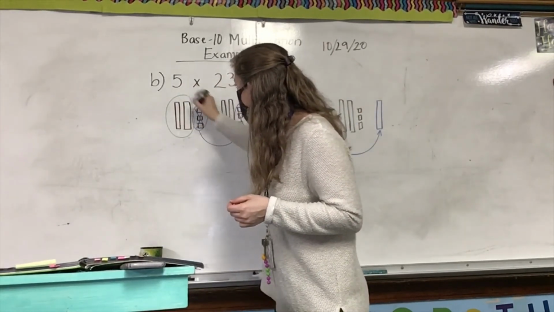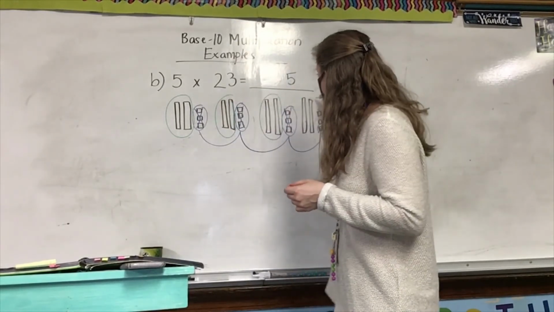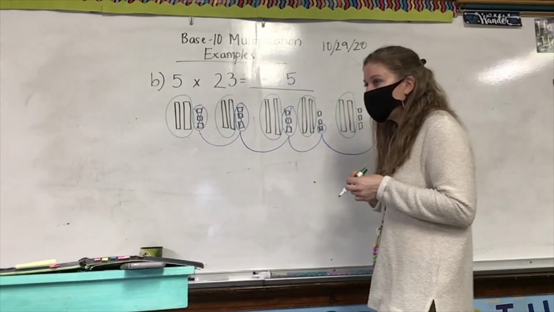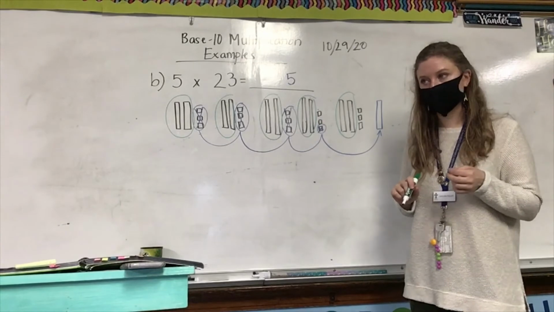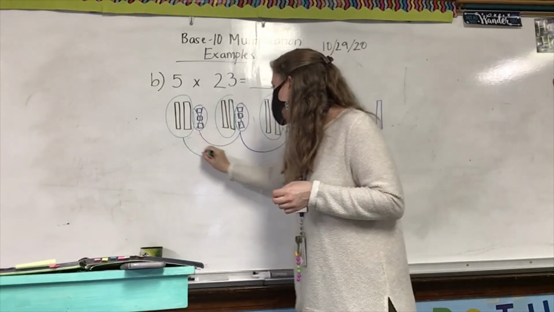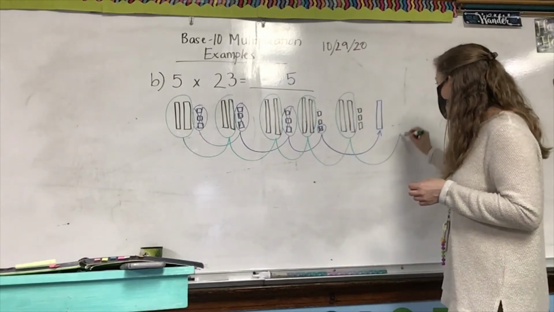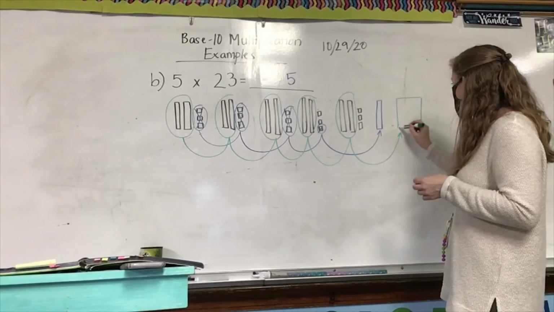Here's 1, 2, 3, 4, 5, 6, 7, 8, 9, 10. And what do I do with those 10 10s? They make 100. I turn them into a hundreds flat. So I'm going to take all 10 of these 10s and I'm going to turn it into 1 hundreds flat.